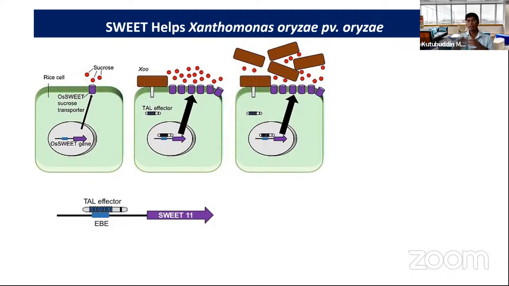This is not that every tail effector can bind in every portion of the promoter. It's not. There is a specific region, somewhere around 20 to 24 base pairs in the promoter region, where specifically the effector protein binds. So this is called the effector binding element, and because of this binding, the SWEET gene expresses more, and that helps the bacteria, not the plant.